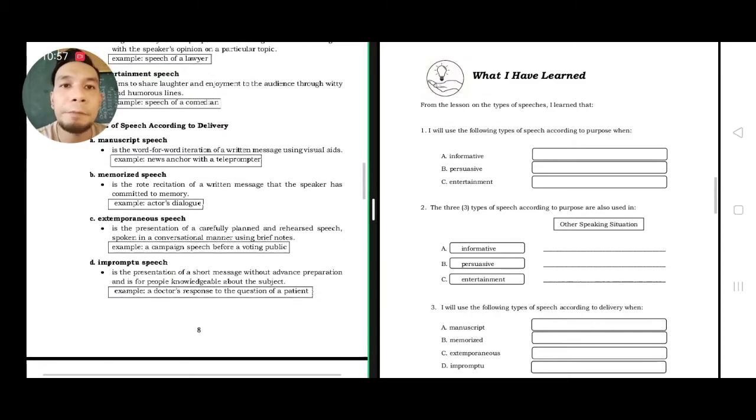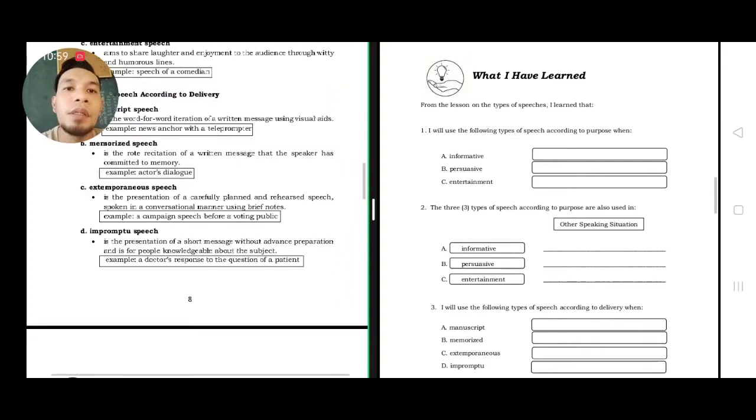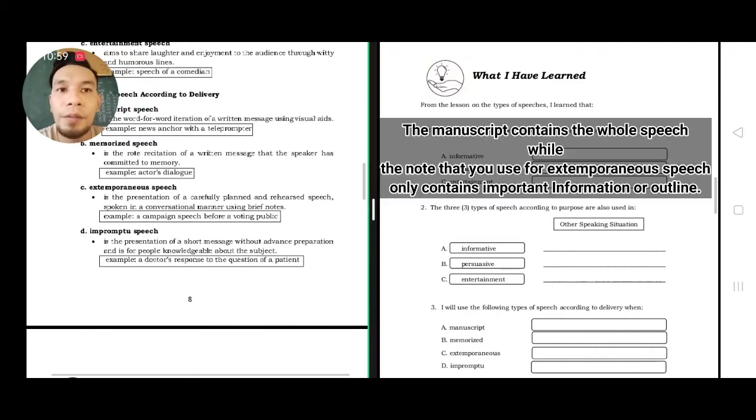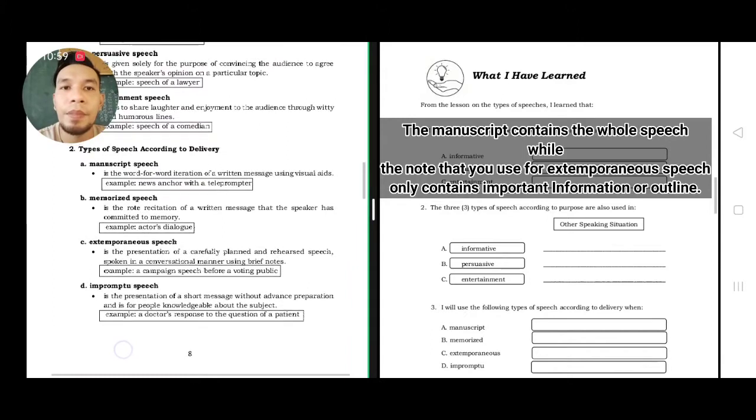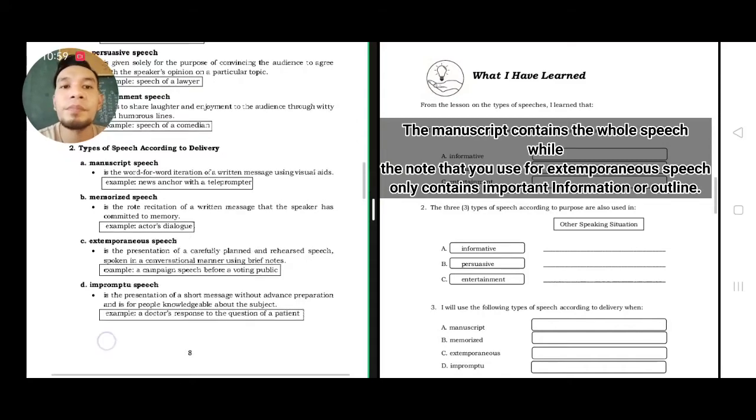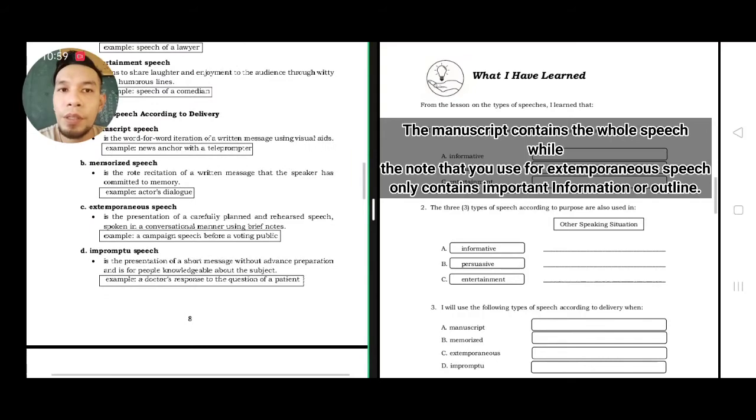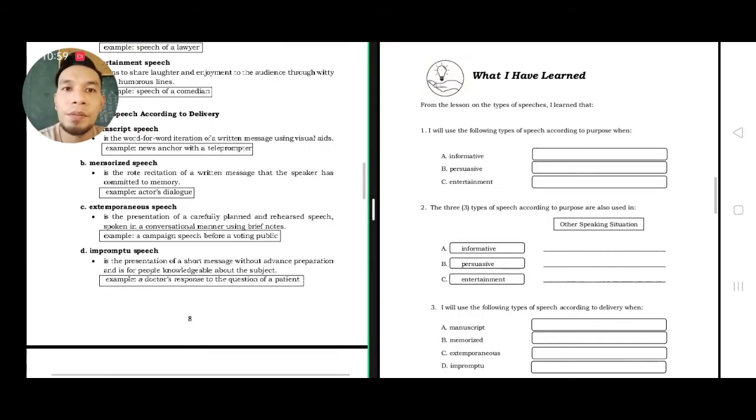Memorized speech is self-explanatory. Extemporaneous speech is the presentation of a carefully planned and rehearsed speech using only brief notes. That note contains only important information. Unlike in manuscript, the manuscript contains the whole speech. Going back to the extemporaneous, the speaker's notes only contain the important ones.